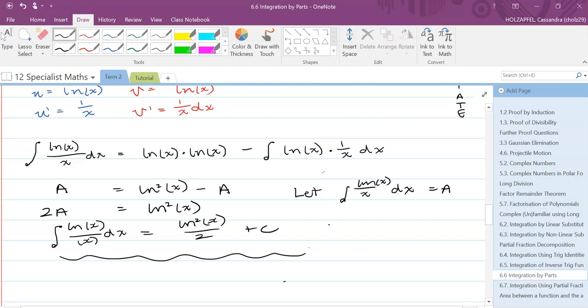In the next video, we're going to have a look at integration using partial fraction decomposition. So if you haven't already checked out my video on partial fraction decomposition, please go ahead and do that before you watch the next one.